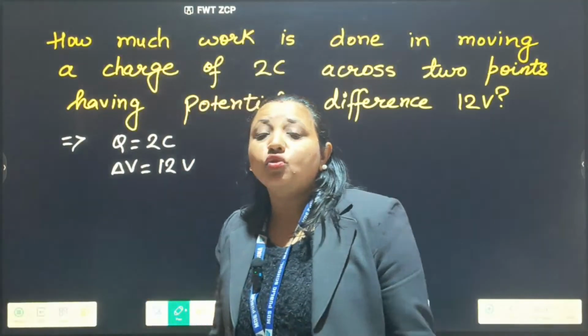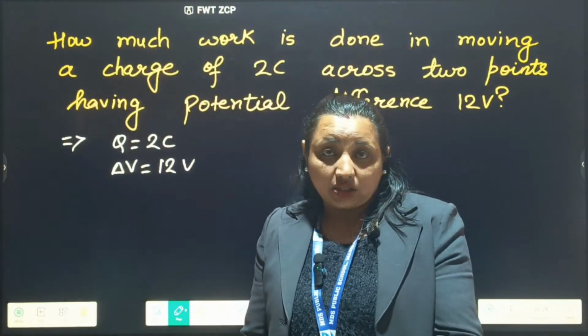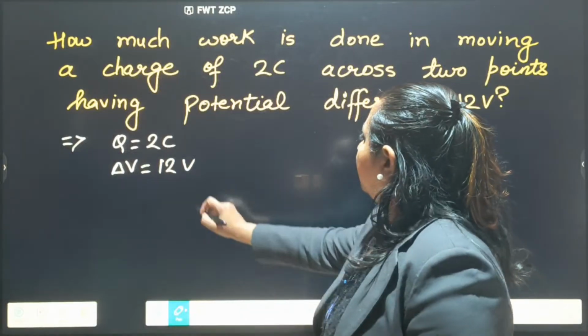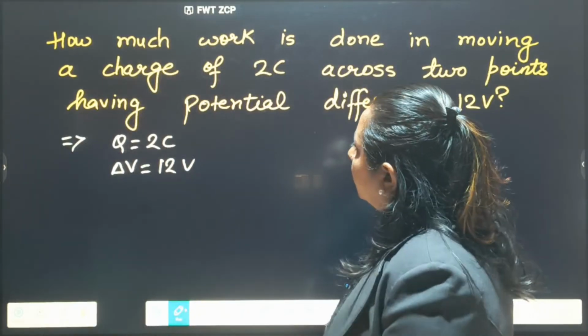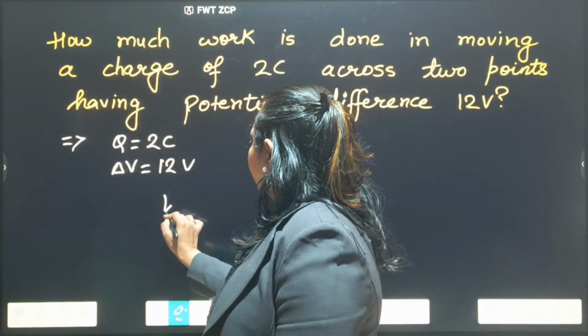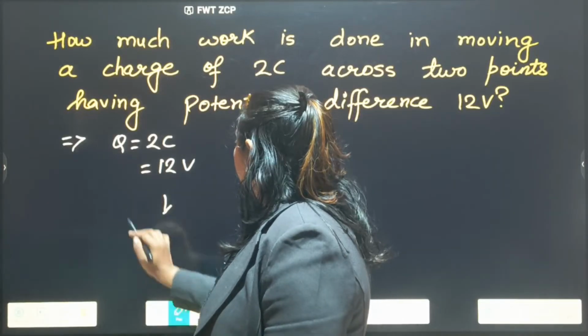आप पोटेंशियल डिफरेंस को V से भी रिप्रेजेंट कर सकते हो या delta V से भी रिप्रेजेंट करते हो. Delta मीन्स change. ठीक है? So potential difference is 12 volt. This is charge is given 2 coulomb. तो what is the formula for work done? अगर आप इसको V से भी रिप्रेजेंट करना चाहते हैं तो you can represent it with V.